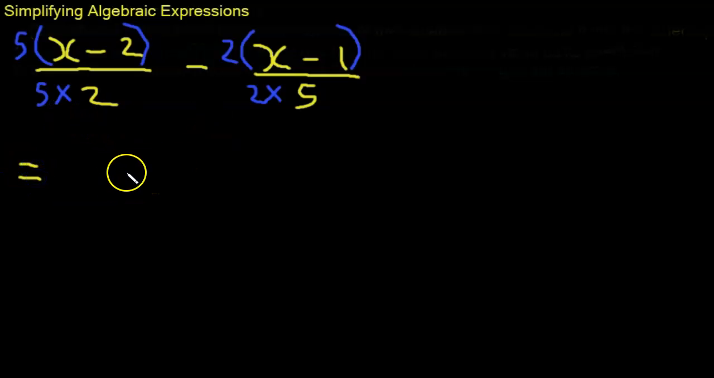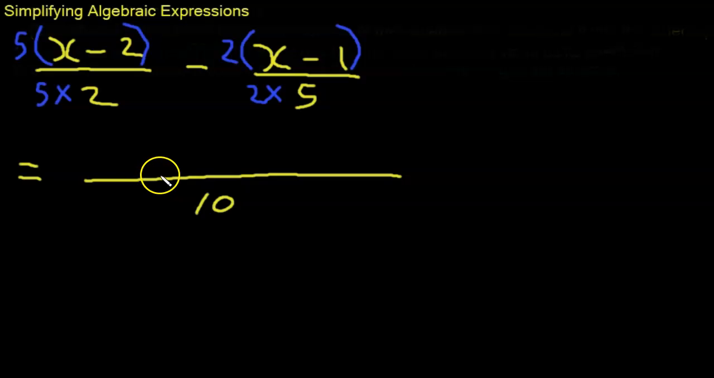So we have one common denominator of 10. Let's put everything there. So we can put the numerators together. Expand this bracket. 5 times x, that's 5x. 5 times minus 2, that's minus 10. Here, minus 2 we're expanding by. So minus 2 times x, that's minus 2x. And minus 2 times minus 1. Remember, negative times negative, so we get plus 2.